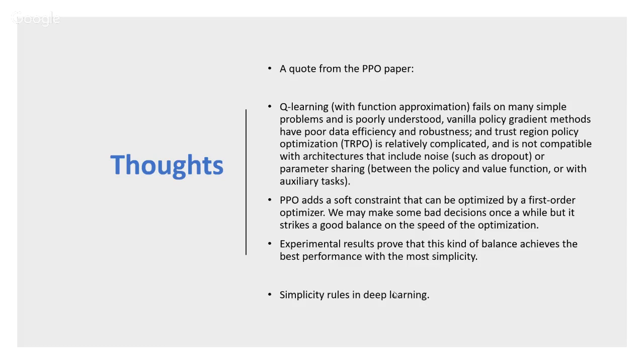So here's a quote from the PPO paper again. Q-learning with function approximation fails on many simple problems and is poorly understood. Vanilla policy gradient methods have poor data efficiency and robustness. And trust region policy optimization is relatively complicated and is not compatible with architectures that include noise such as dropout or parameter sharing between the policy and value function, or with auxiliary tasks. PPO adds a soft constraint that can be optimized by a first-order optimizer. We may make some bad decisions once in a while, but it strikes a good balance in speed of optimization. Experimental results show that this kind of balance achieves the best performance with the most simplicity. Simplicity rules in deep learning.